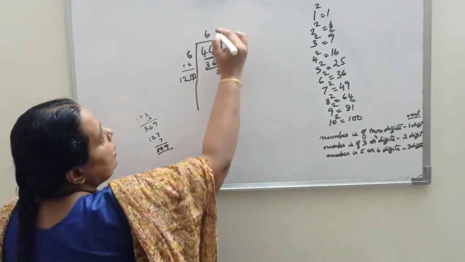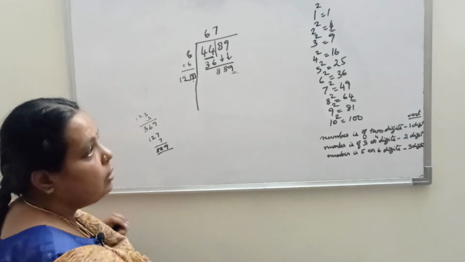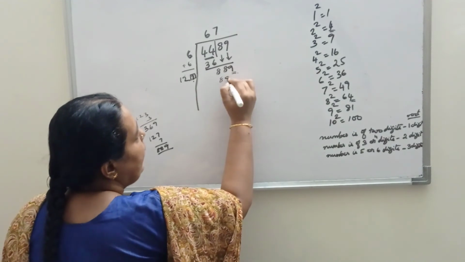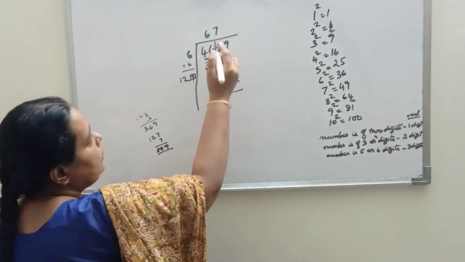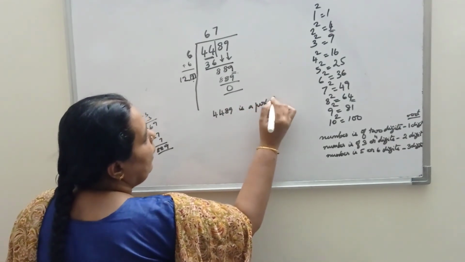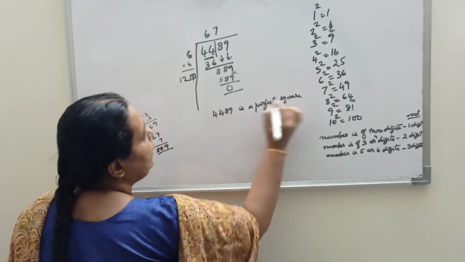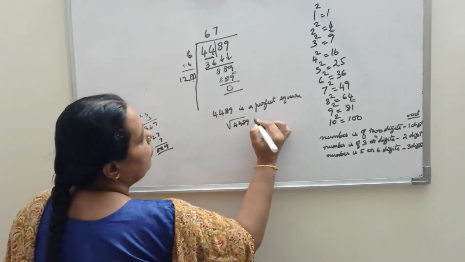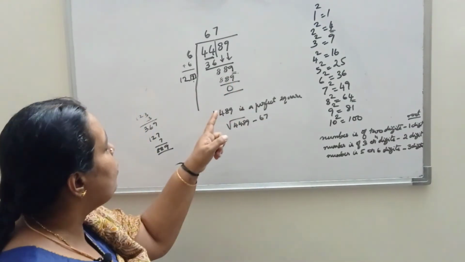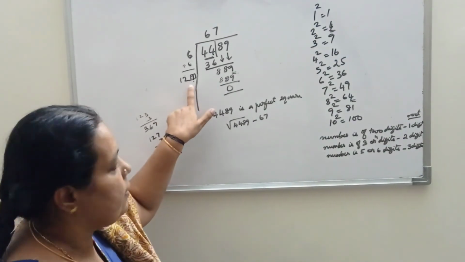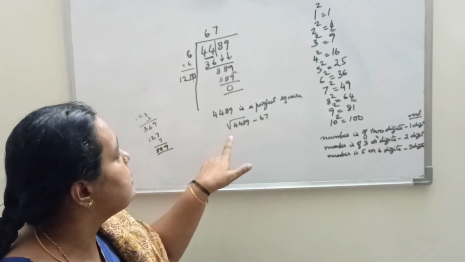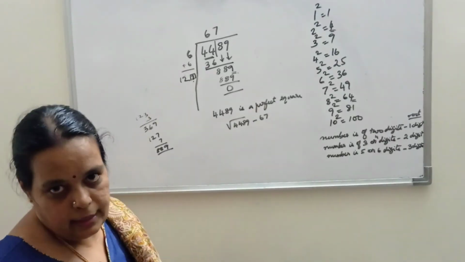So if we write 7 here, we will have to write 7 here also. Both the quotient and this divisor will be 7. So 127 into 7 is 889. So 4489 is a perfect square, and the square root of 4489 is 67. Since the number ends in 9, the square root will end either in 7 or in 3. In this case, the root is ending in 7. So 67 is the root of 4489. Okay.